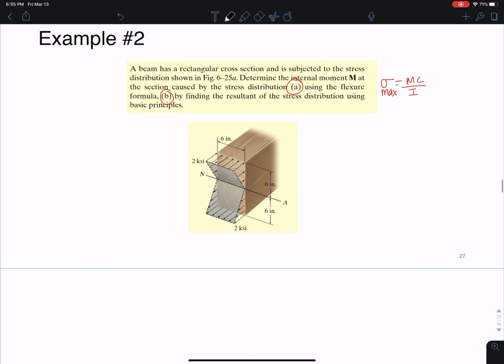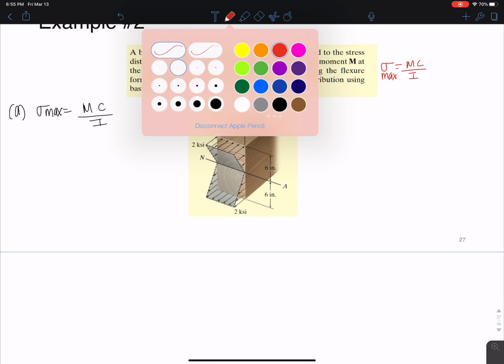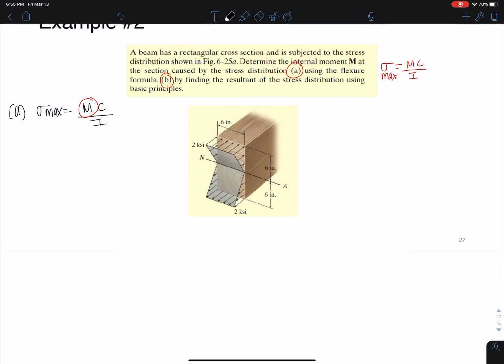Okay, so first part A here, sigma max equals internal moment C over I. We're looking to find internal moment. That's our unknown. So all we have to really do is define sigma max, C, and I. So C here, whenever the formula is in this form, not My over I, C is just the max distance from the neutral axis to the most outer surface, and that's 6 inches.